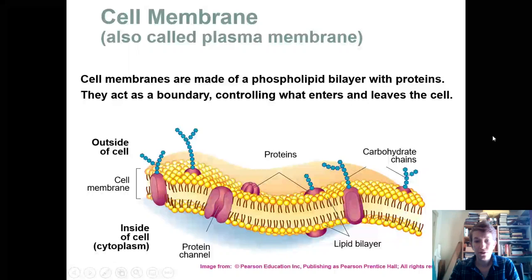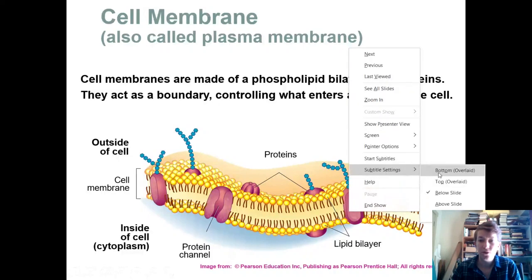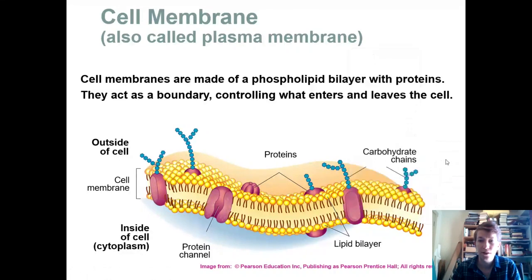So let's take a closer look at the cell membrane. We talked about with macromolecules that the cell membrane is made of phospholipids. And when people are drawing simple drawings of phospholipids, they will often just draw it as a circle, which would be the hydrophilic head, and then two lines, which would be the hydrophobic tails. Those are made of fatty acids.